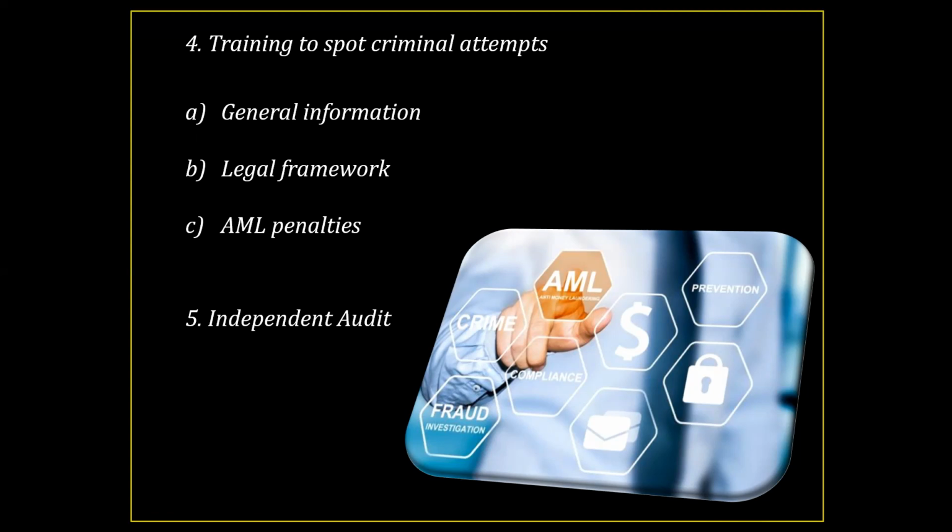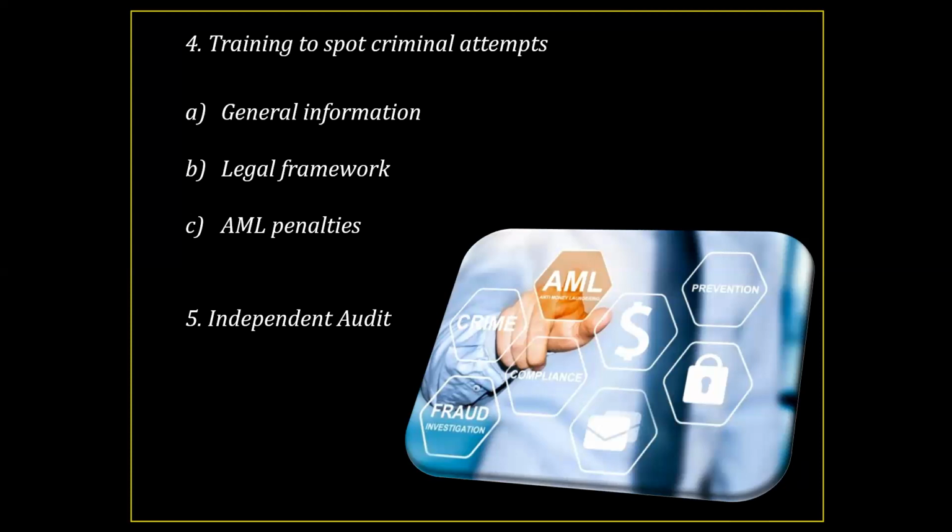The fourth one is training to spot criminal attempts, that they can train their employees to spot criminal attempts. And there are three things that include that: who to train and how to train. So the who to train, that is the employees who are open to high risk, that is, who deal with the customers and transactions in any way, they should be trained. And they should be trained on general information, AML penalties, and these topics. And how to train, they can be trained by educational presentations or webinars, by regular staff meetings, or by updating anti-money laundering controls.